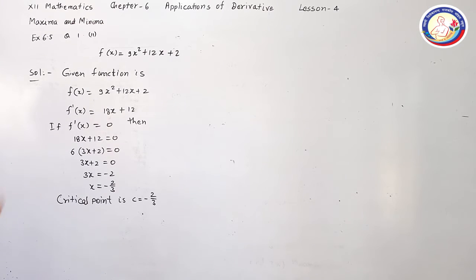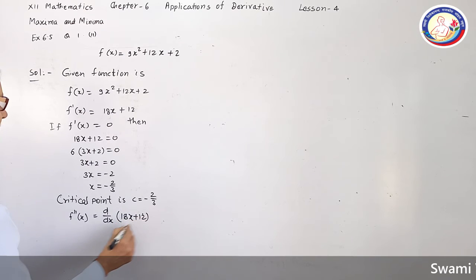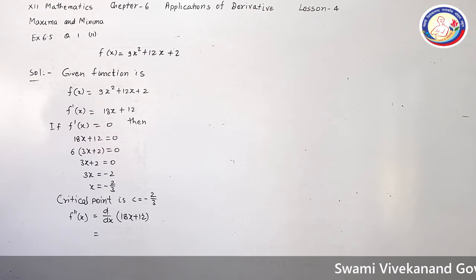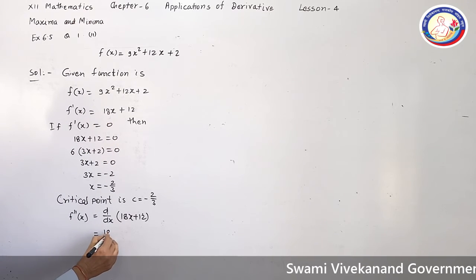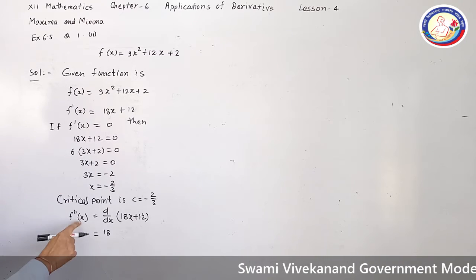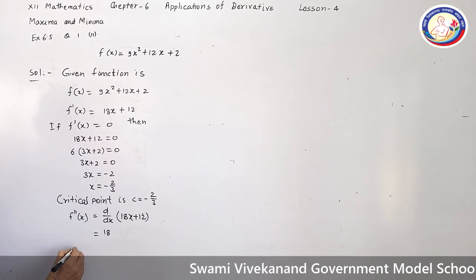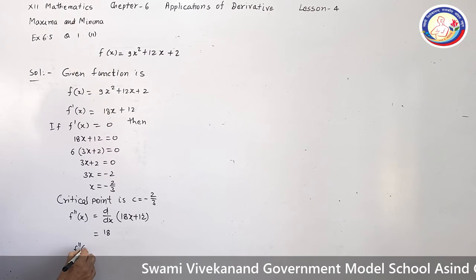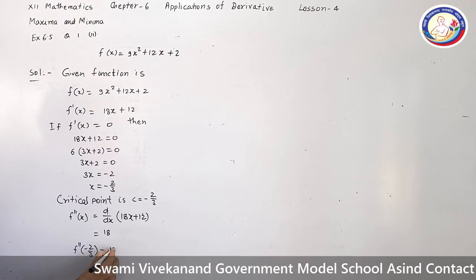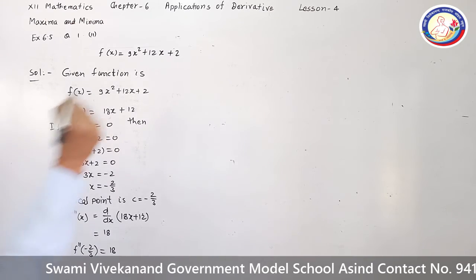Find second derivative. Again, f double dash x is derivative of this 18x plus 12, and it will be simply 18. What is value of this function at minus 2 by 3? It is 18, it is constant, and it is positive.